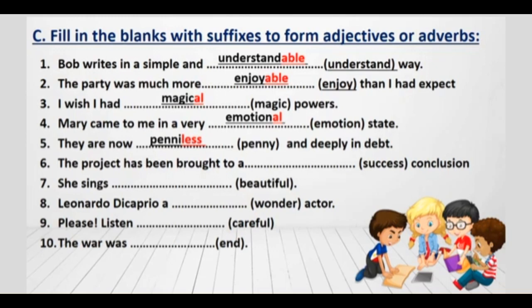Number 6, the project has been brought to a conclusion. We need an adjective. Successful conclusion. So successful describes the noun conclusion. This is another topic. Number 7, she sings beautifully. Number 8, Leonardo DiCaprio is a wonderful actor. Number 9, please listen carefully. And number 10, the world was endless.